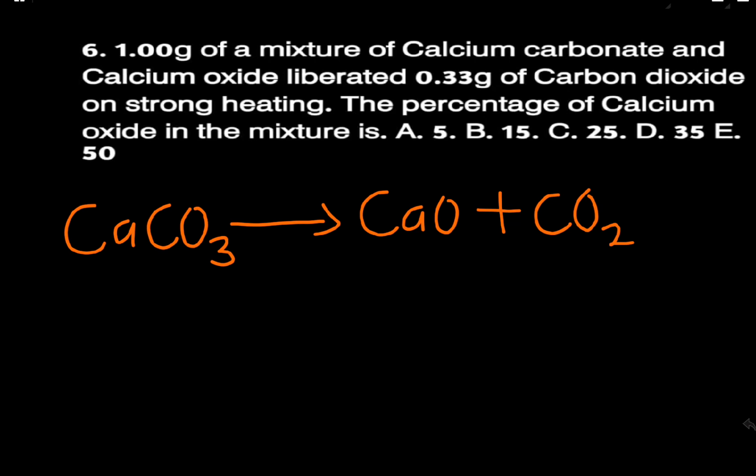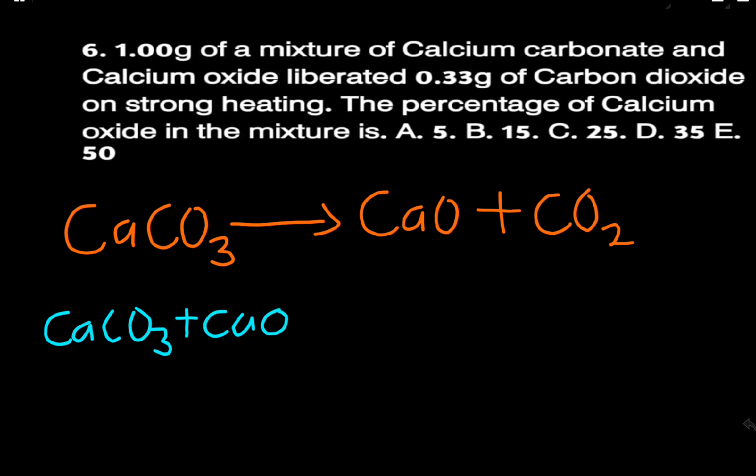Now, the question here is a bit complex. The question says 1 gram of a mixture of calcium carbonate and calcium oxide, meaning this is what they mean: a mixture of calcium carbonate, CaCO3, plus calcium oxide, CaO.